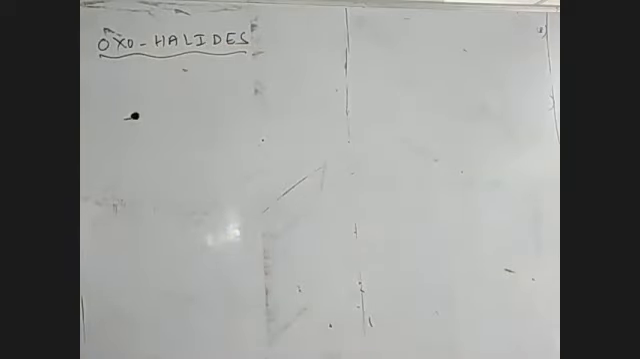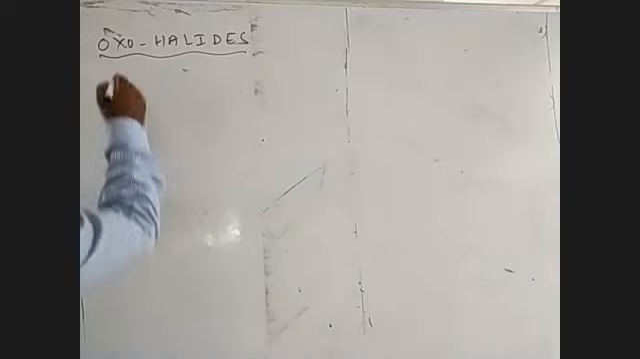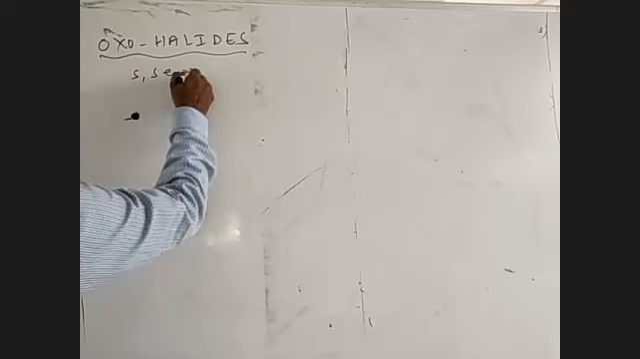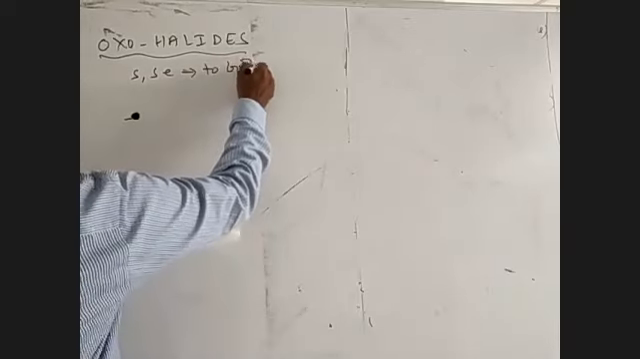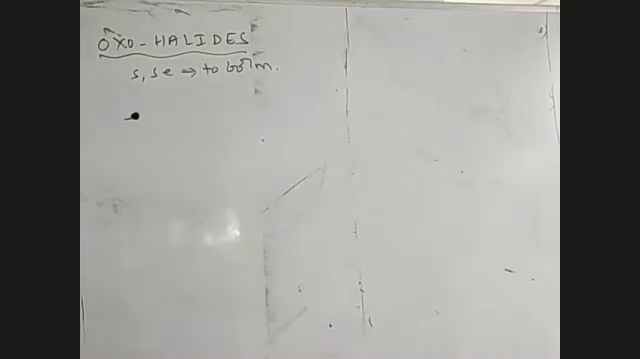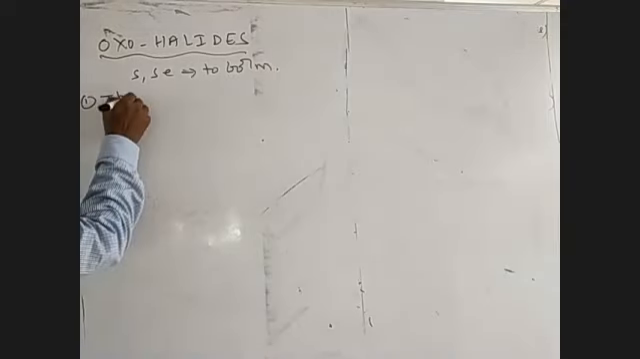Oxohalides means compounds containing both oxygen and halogens are known as oxohalides. Only sulfur and selenium form oxohalides. Remaining elements do not form any oxohalides. These are of two types. One is called thionyl chloride.